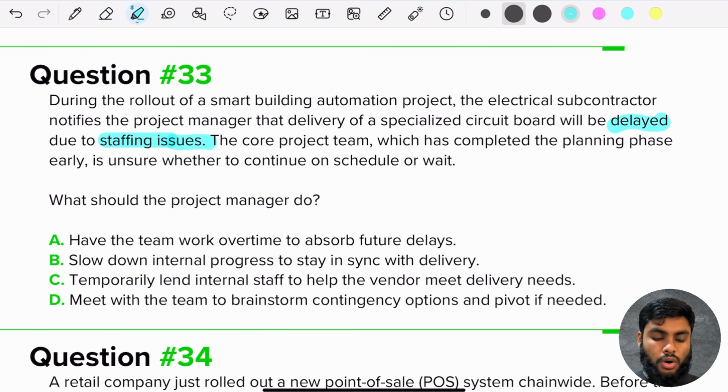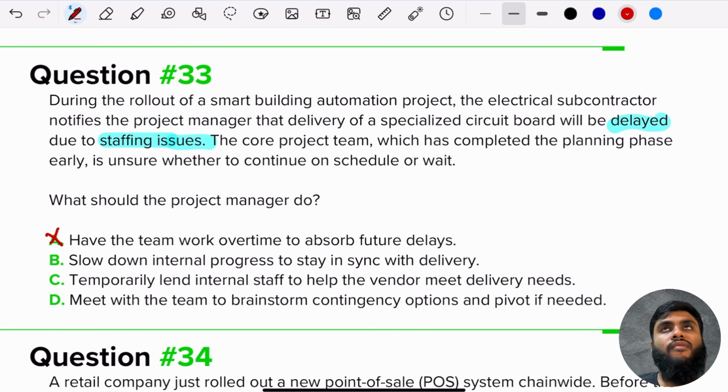All right, what should we do? There's a main part that's going to be delayed. We need to figure out what we should do. Have the team work overtime to absorb future delays? No, we can't do that, right? Anytime the PMP mentions, have your team work overtime, they get into an accident, have them still come to work, not the answer.